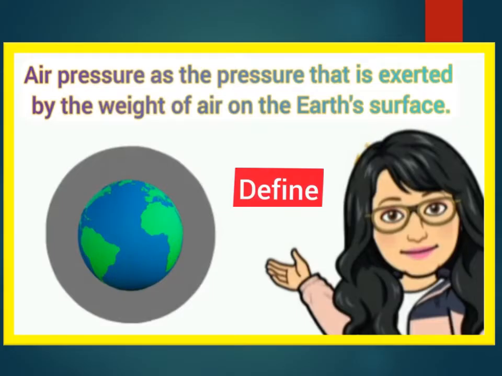So as you know children, there is an atmosphere all around the earth's surface which is air, and air, as I told you, has weight. It is exerting pressure on the earth's surface. So to define air pressure, we can say air pressure is the pressure that is exerted by the weight of air on the earth's surface.